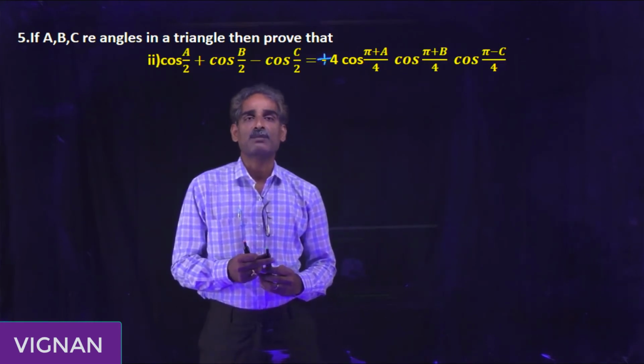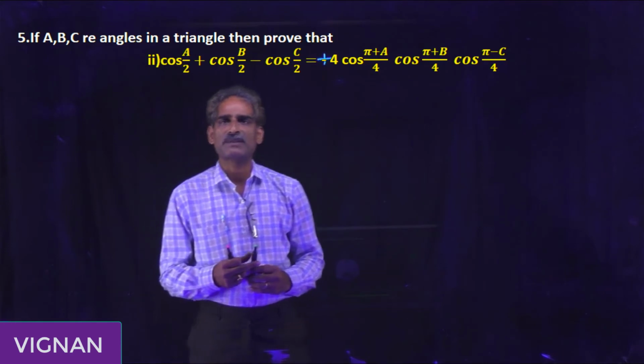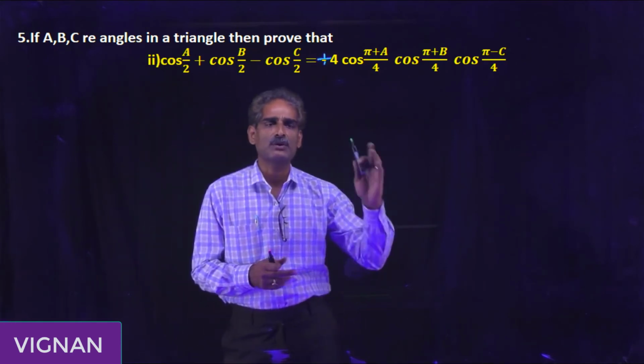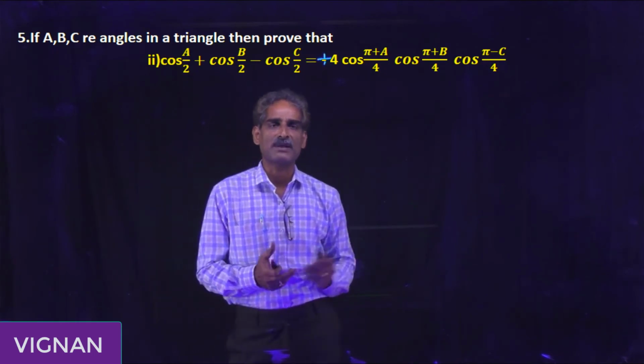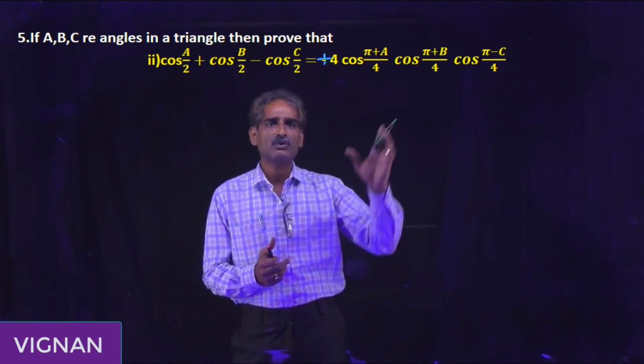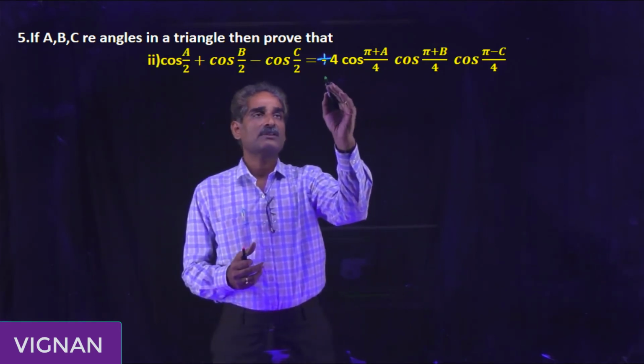See this problem. It is a very important problem. If A, B, C are the angles of a triangle, prove that cos A by 2 plus cos B by 2 minus cos C by 2 equals 4 into cos of (pi plus A) by 4, cos of (pi plus B) by 4, cos of (pi minus C) by 4. Here it is better to take the RHS. So now consider the RHS.